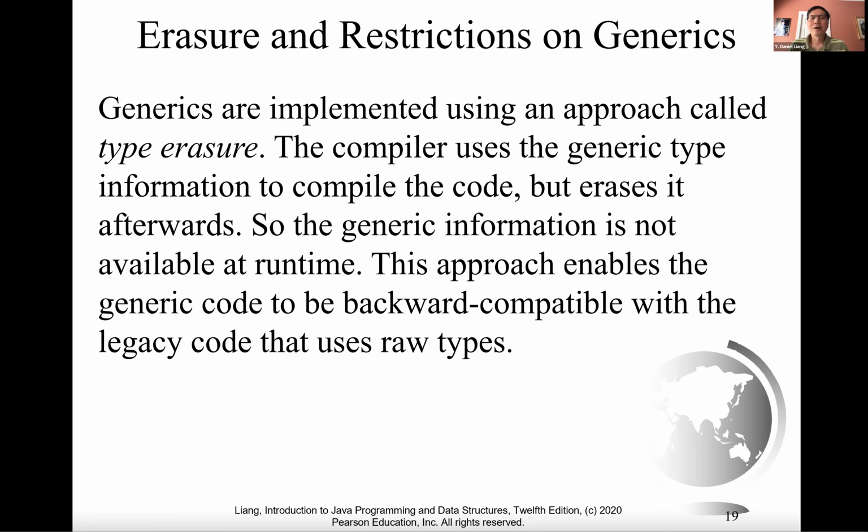Generics are implemented using an approach called type erasure. The compiler uses the generic type information to compile the code, but erases it afterwards. So the generic information is lost at runtime. This approach enables the generic code to be backward compatible with legacy code that uses raw types.